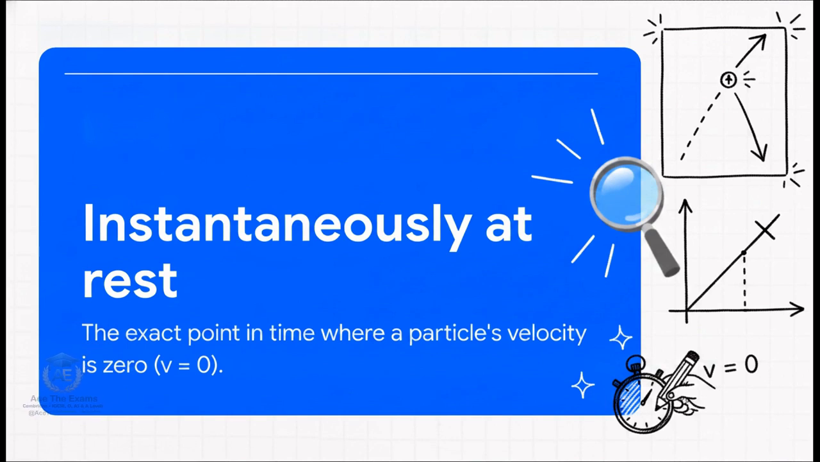I want you to treat this phrase as an absolute exam cheat code. The very second your eyes scan the phrase instantaneously at rest on an exam paper, your hand should automatically, without even thinking, write down v equals 0. That right there is your point in the Peel framework. You clearly state the mathematical truth, velocity equals 0. It is the immediate, non-negotiable first step you have to take to unlock the rest of the marks for the question.